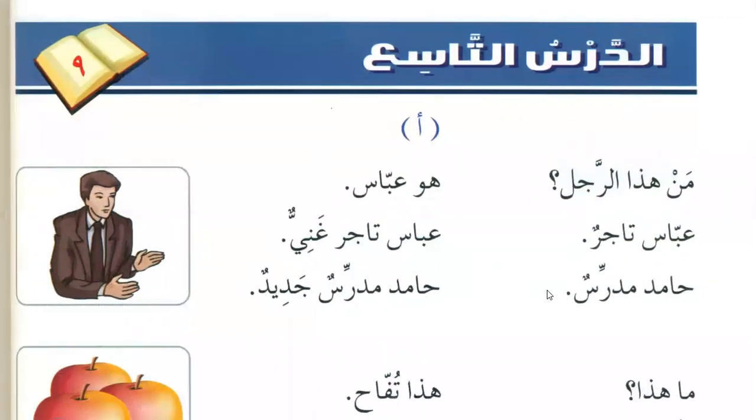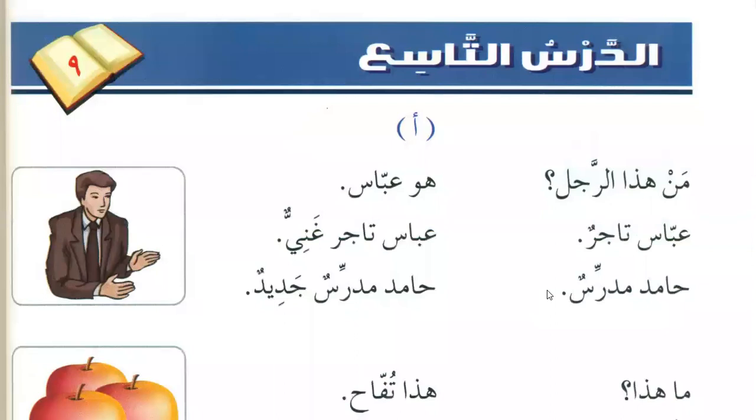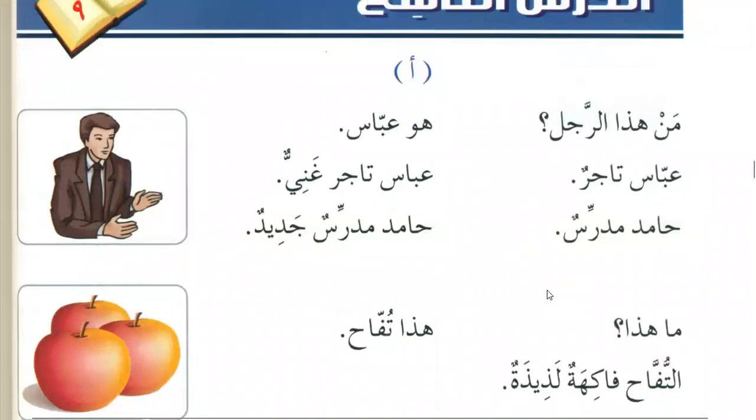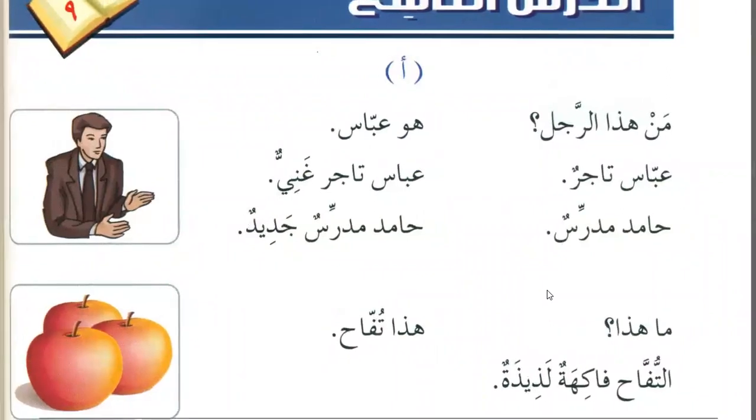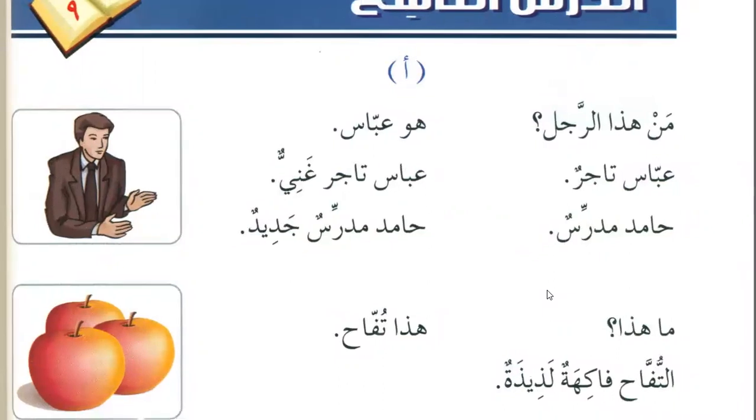Man hadha rajulun? Huwa Abbasun. Abbasun tajirun. Translation: who is this man? He is Abbas. Abbas is a merchant. Abbas tajirun ghaniyun. Abbas is a rich merchant.